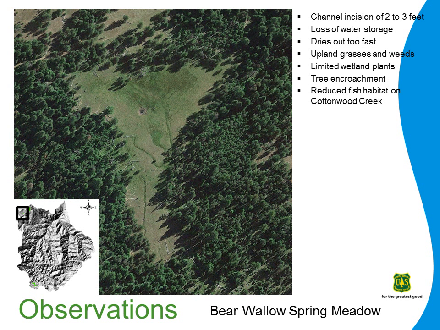Here is the meadow at Bear Wallow Spring. You can see the shades of green in this picture. The small ribbons of darker green occur where the water table supports wetland plants. This is a reduced extent from its historical condition.